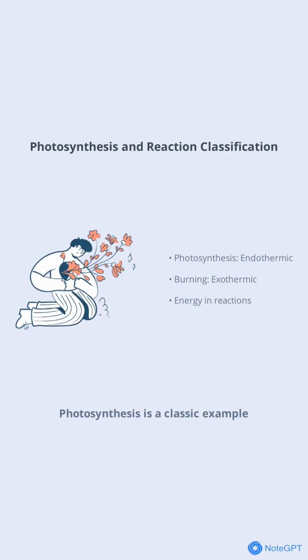Photosynthesis is a classic example of a chemical reaction in nature. The balanced equation is 6CO2(g) + 6H2O(l) → C6H12O6(aq) + 6O2(g) in the presence of sunlight and chlorophyll. This process is endothermic, absorbing energy from sunlight. Other reactions can be classified as exothermic or endothermic. For example, electrolysis of water is endothermic, while burning natural gas is exothermic. Decomposition of calcium carbonate is endothermic and burning magnesium ribbon is exothermic. Understanding these classifications helps us grasp energy changes in reactions.